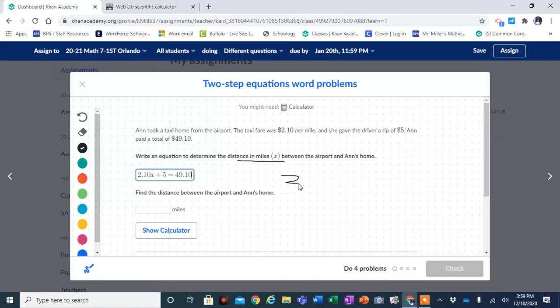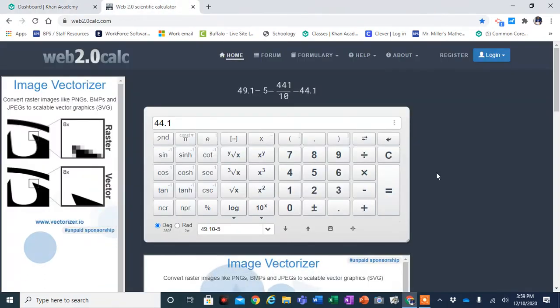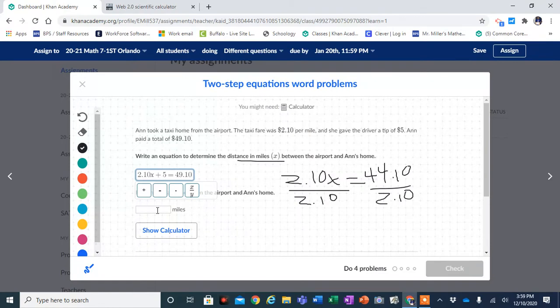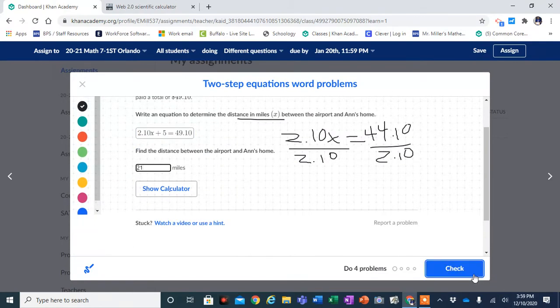So that means that this is now 2.10x equals $44.10. Now we have to divide by 2.10 and divide by 2.10. So we divide by 2.10 and we get 21. So our answer then is 21 miles.